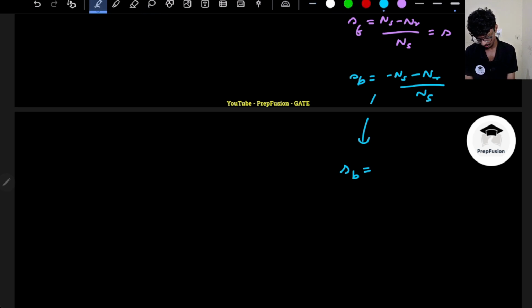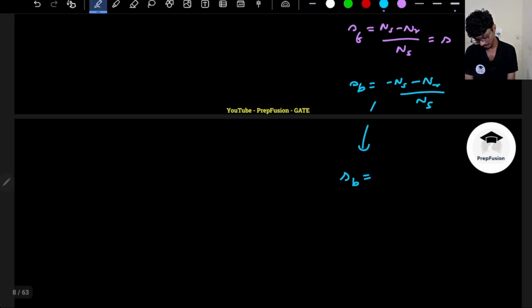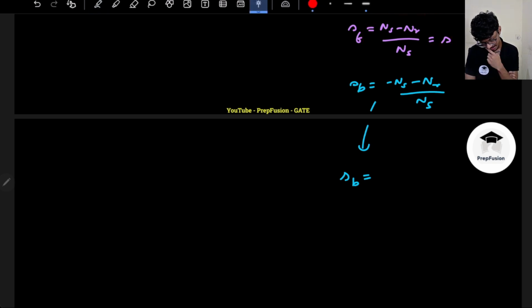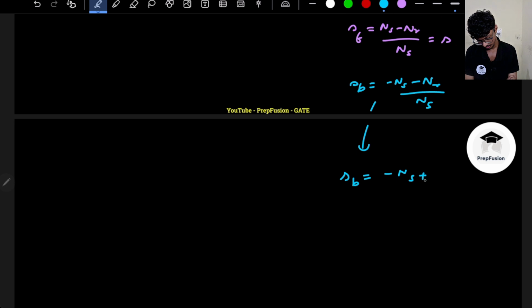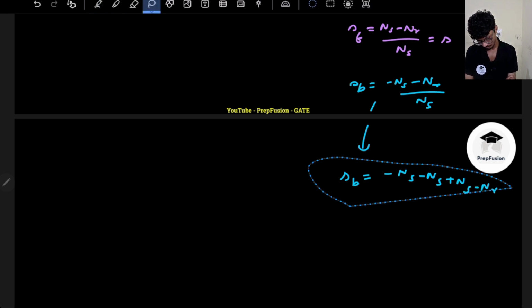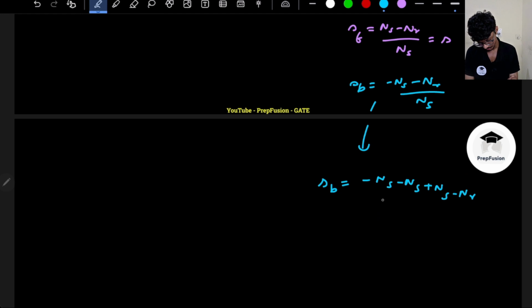SB is... can I write this in a different manner? So what is my S basically? S is this value, right? So if I add and subtract ns, this will be minus ns minus ns plus ns minus nr, divided by ns.